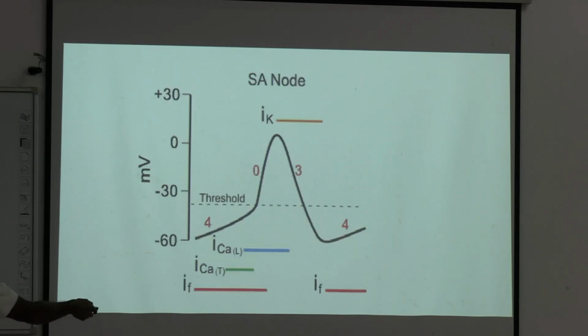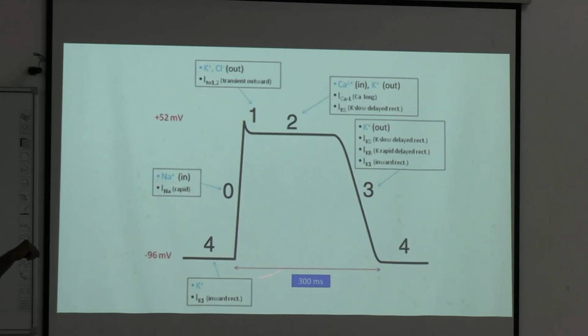You see again, in the SA node phase 0 is due to the long-lasting calcium channel. But in the ventricular cardiomyocyte, phase 0 is due to sodium, right?